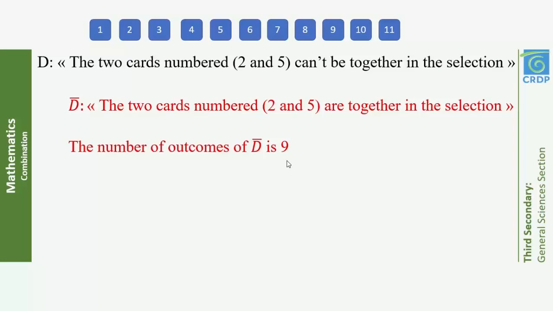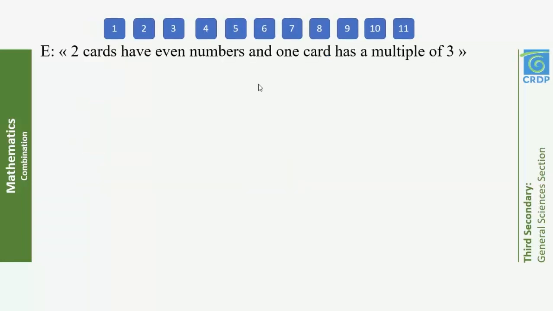And also, to find the number of outcomes for the event D, I will be subtracting the total number of outcomes of this experiment minus the number of outcomes of D bar. And you can always use your calculator to find the final answer. Event E, 2 cards have even numbers and 1 card has a multiple of 3. You have to be careful over here because the card number 6 is even and also is a multiple of 3. So we have 2 different options.